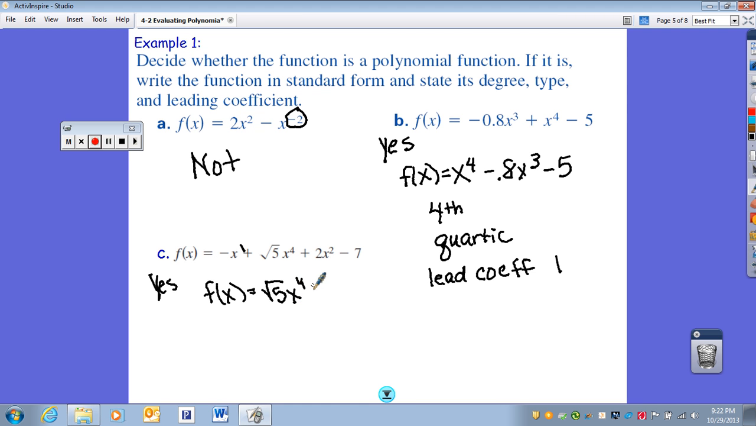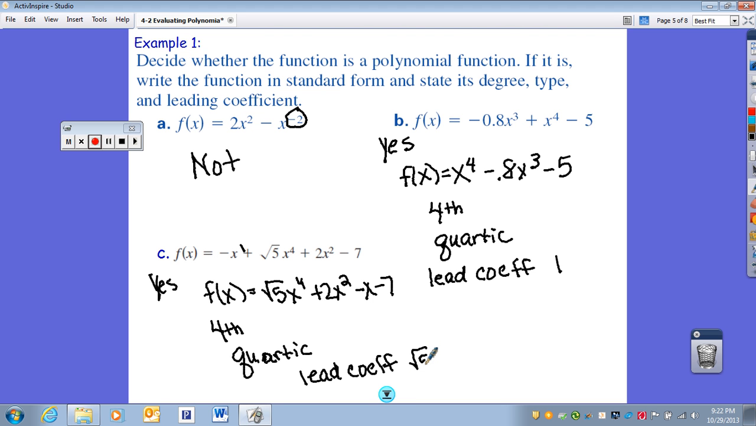Then we have our next, which would be 2x squared minus x minus 7. This again is going to be to the fourth degree because that is our largest exponent, which is a quartic. And our leading coefficient is the number that is out front when we have our function written in standard form. So our leading coefficient is going to be the square root of 5.